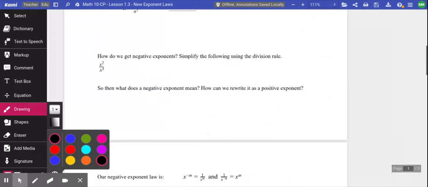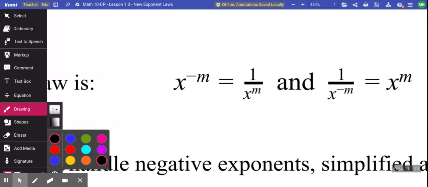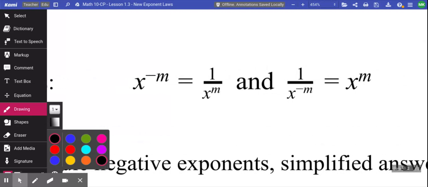All right. That exponent rule is written out right here on the next page. So it's already written for you. In this example, they've taken negative m. They've turned it into a fraction. They moved it into the bottom, and now you'll see that the m is positive. Negative, move to the bottom, now it's positive.